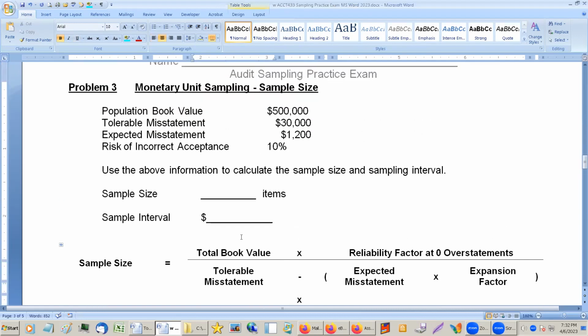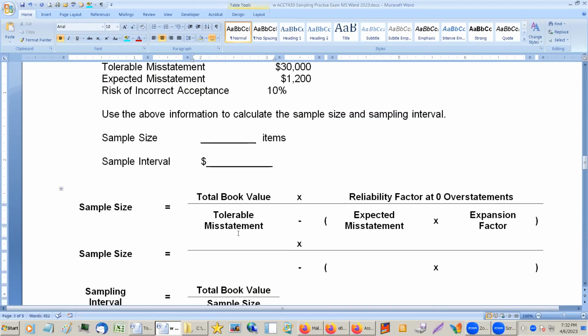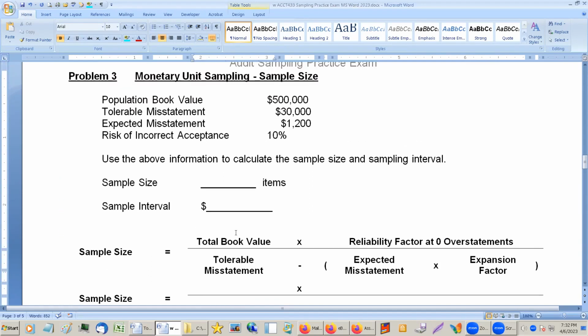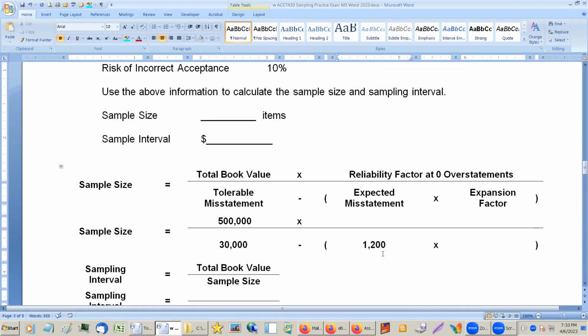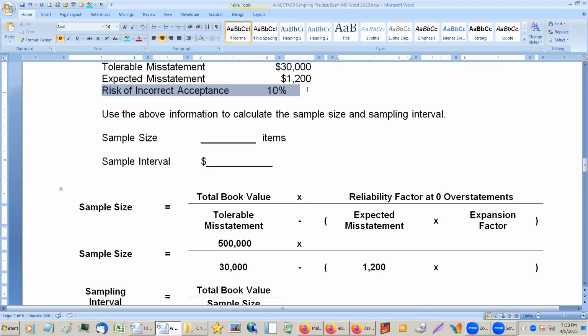Okay, monetary unit sampling, get the sample size. They have had this on the CPA exam. No, I don't know whether they will in the future, but they have had. All right, total misstatement is. If people get this one wrong, it's almost always because they have the wrong number in for the risk of incorrect acceptance. So check and make sure that you got the right one.